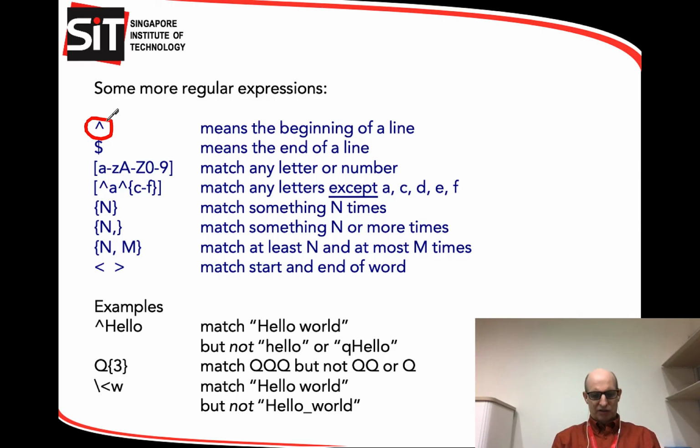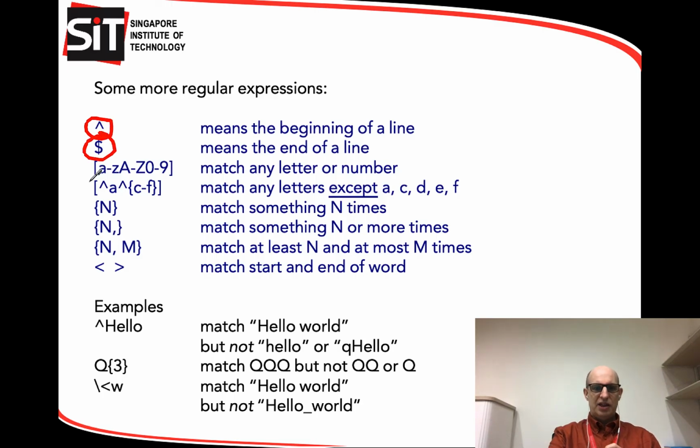So if I want to search for my surname, McLoughlin, but only when it's at the beginning of a line, I would use caret McLoughlin. But if I wanted to search for my surname at the end of a line, I would search for the regular expression McLoughlin $, because a dollar indicates the end of a line.